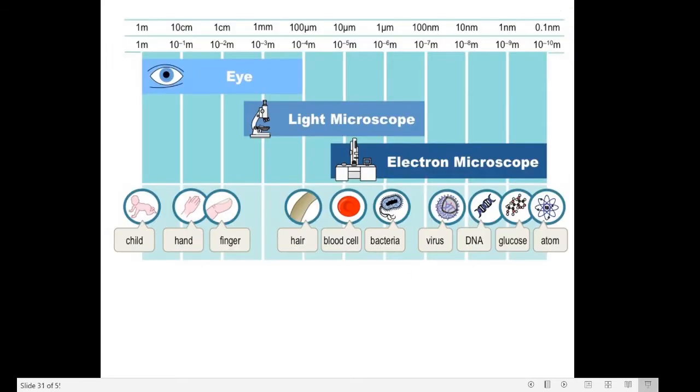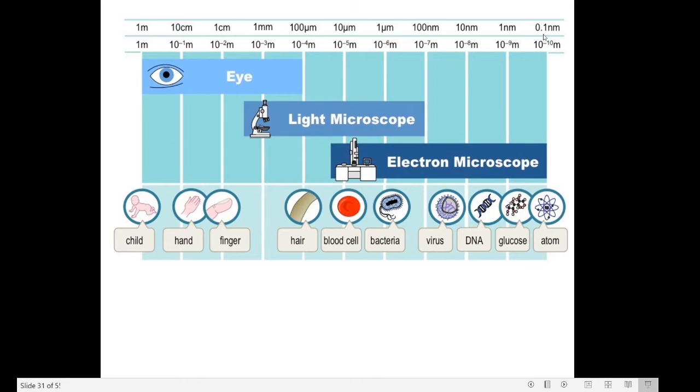Okay, it's the microscopy of cells. It's a very, very important thing, a frequently asked question in the CSIR examination. Like, if we start with the atom, the atom is 10 power minus 10 meter. That is 0.1 nanometer.